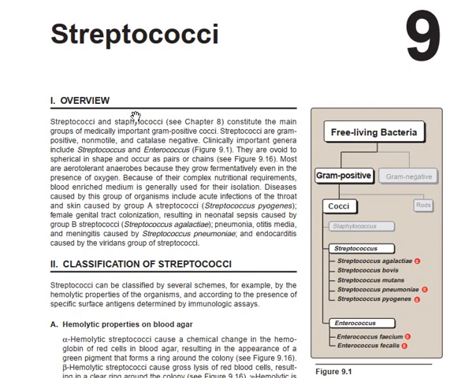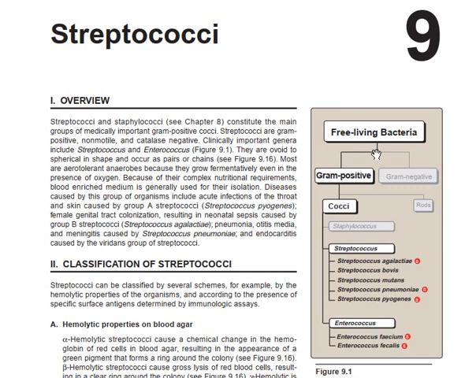So here we're going to visualize Streptococci. You need to know that the Streptococci are in the group called free-living bacteria. We also have another group called the intracellular bacteria. All these groups were seen in the introduction of bacteriology, so you can pause and go visualize those videos before you continue.